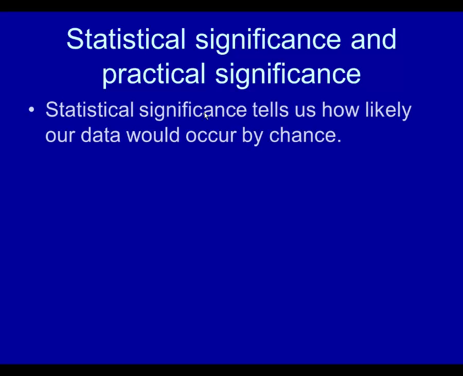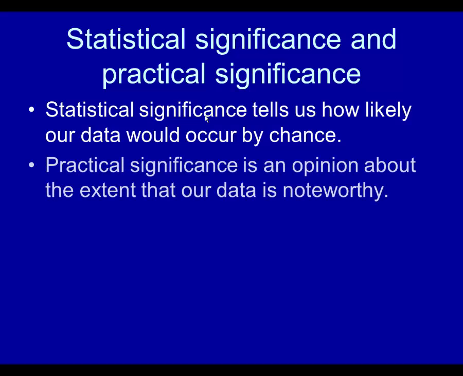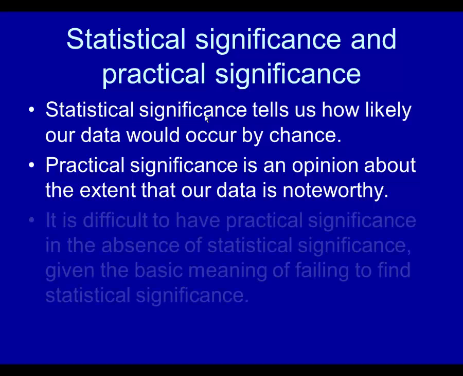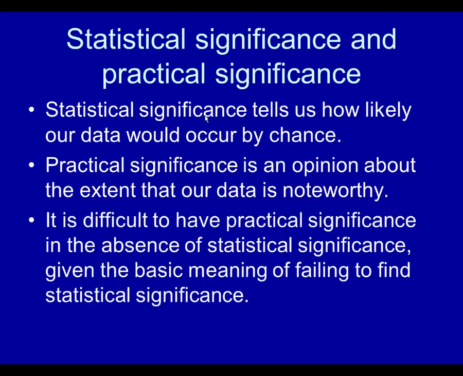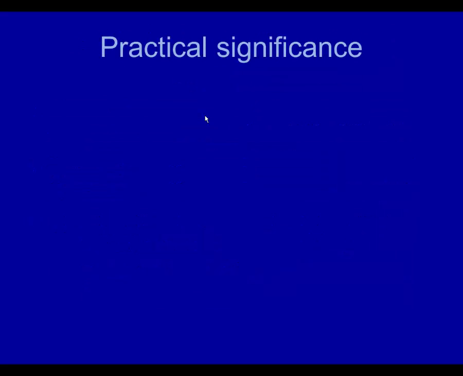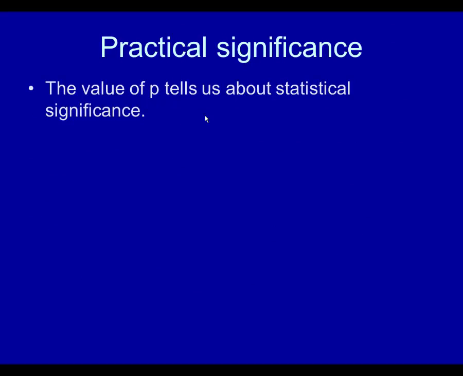Let's look at statistical significance and practical significance. If you looked at some of the other of these presentations, you've already gone over this. Statistical significance tells us how likely our data would occur by chance. Practical significance is an opinion about the extent that our data is noteworthy. It's difficult to have practical significance in the absence of statistical significance, given the basic meaning of failing to find statistical significance. The value of P tells us about statistical significance.